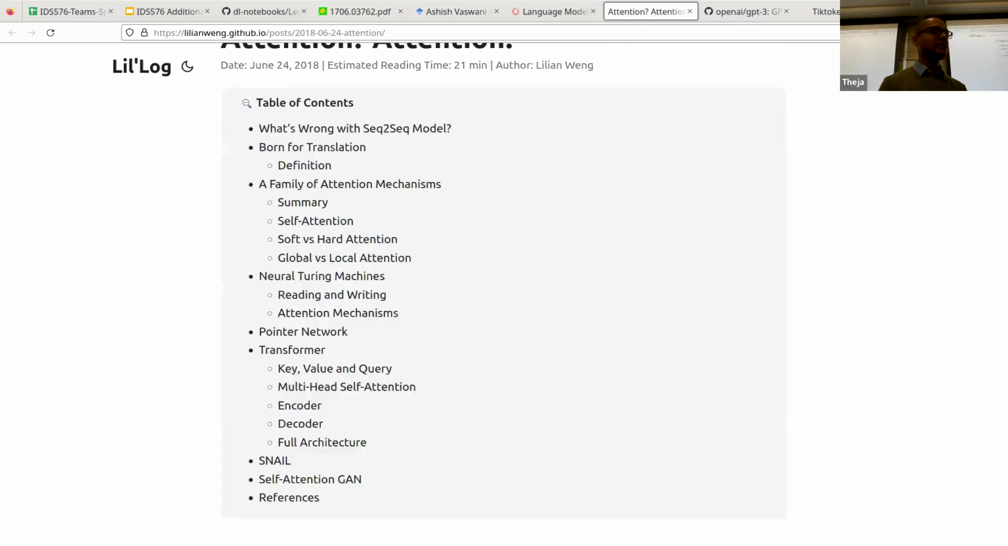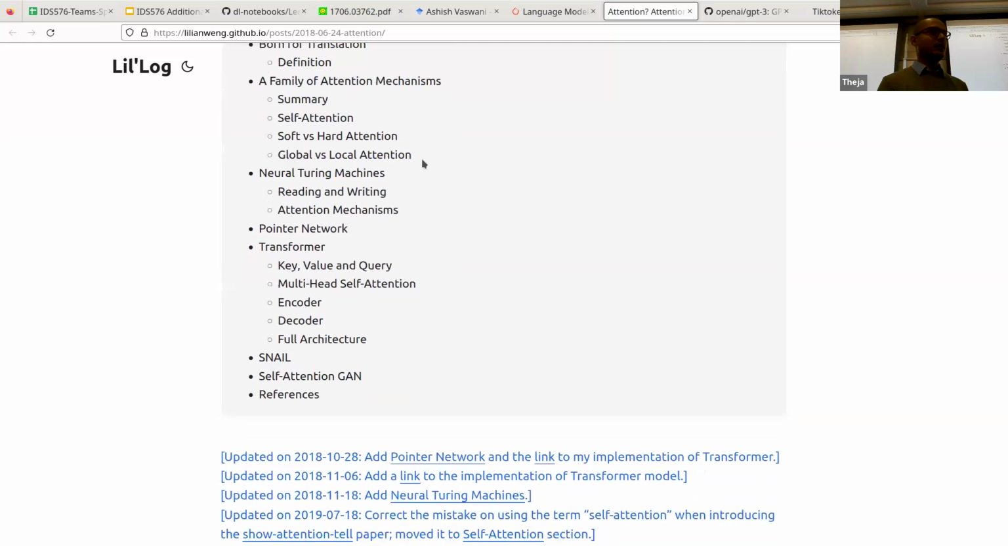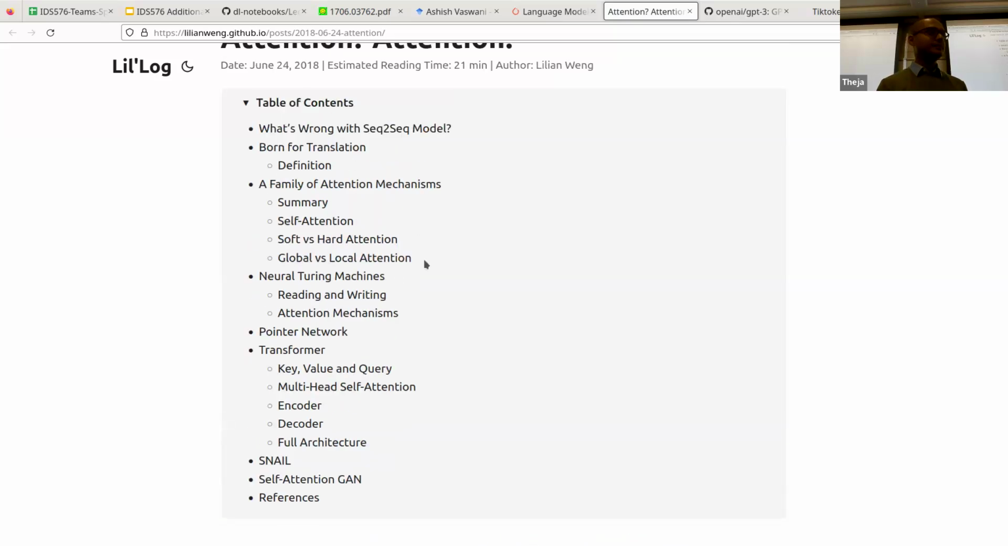There is a table of contents. So self-attention, some other type of attention called soft and hard, global and local, multi-headed, encoder, decoder, a lot of details. Okay, so if you want to further study and really get into this area, then this is a good point.